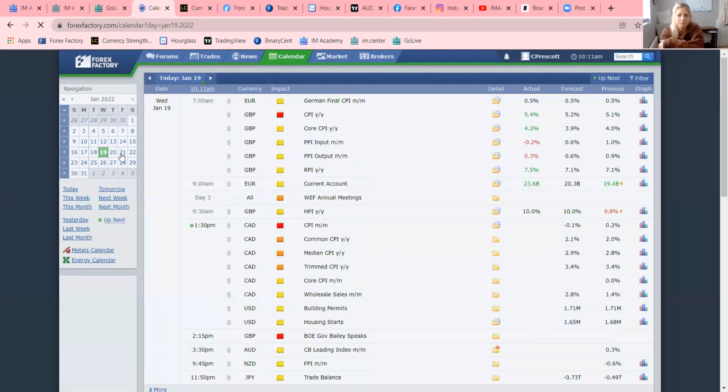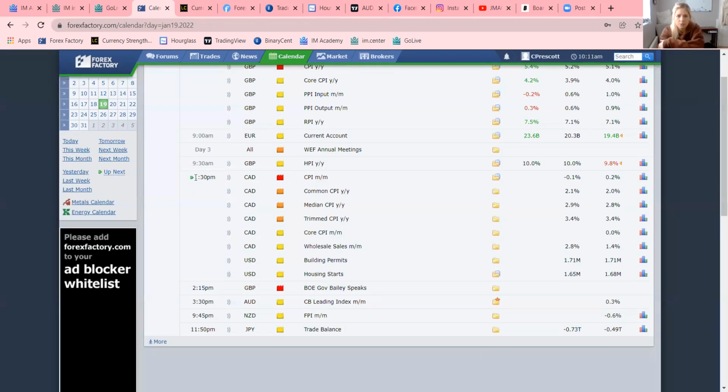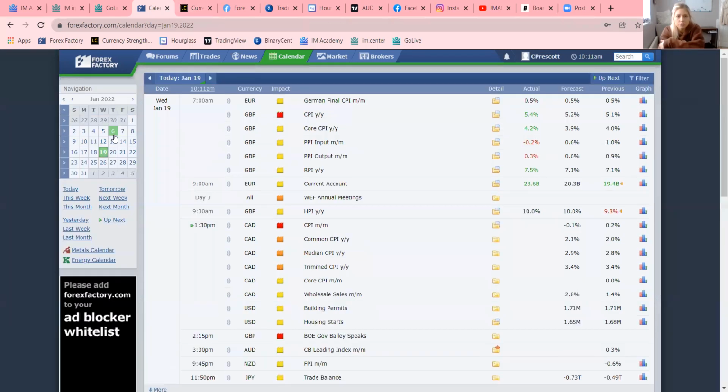All right. And then later on, the only thing that we have to avoid is the CAD at 1:30, and then again, the GBP later this afternoon. So always make sure you're on the right date and checking your folders and the times that you are trading. Okay. And then the second thing you want to check is your currency strengths.